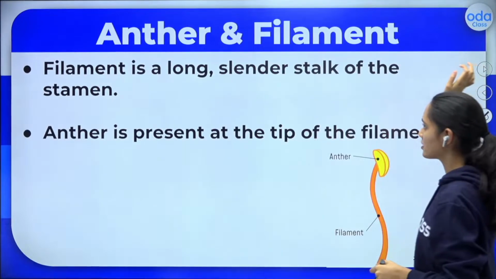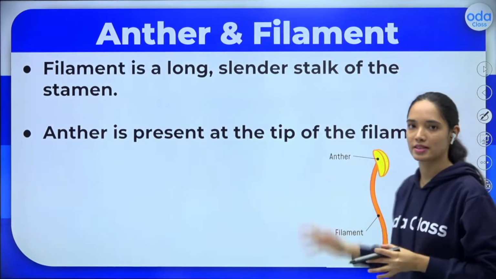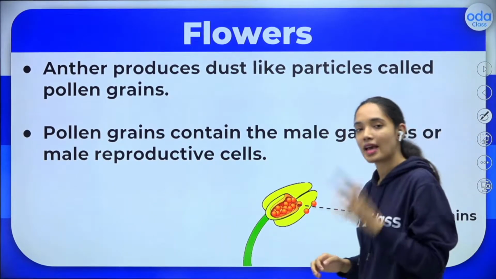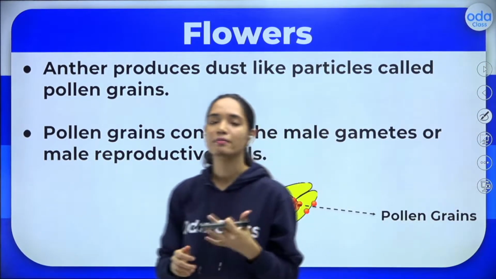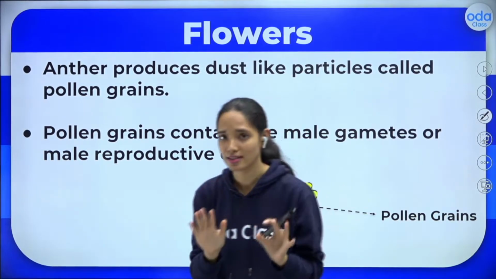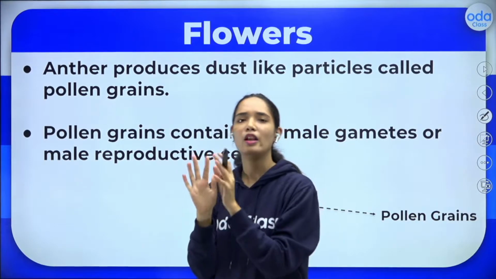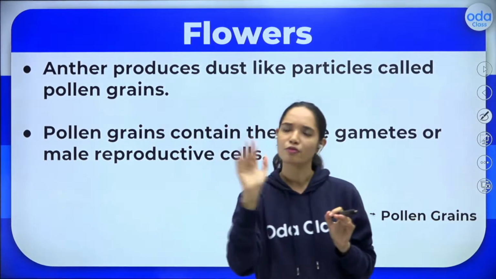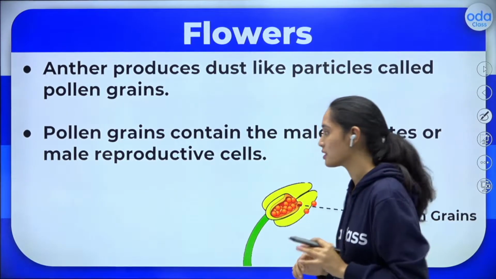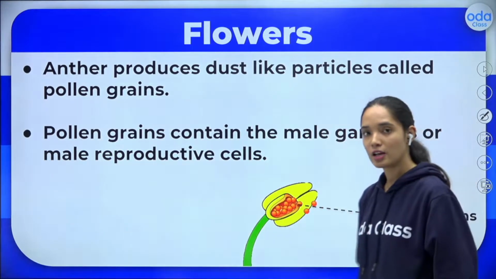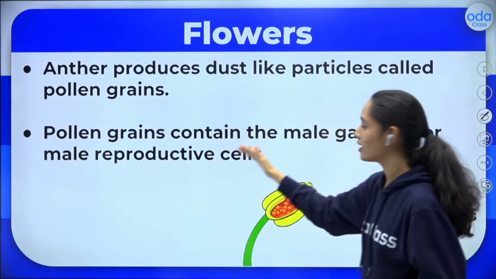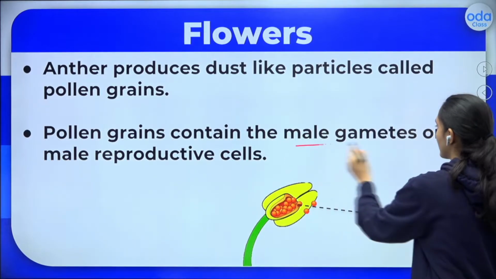So my dear students, why is this anther present? I will tell you. These anthers produce dust-like particles. Whenever you touch a flower, you must have noticed a yellow powder on the tip of your fingers, isn't it? That is nothing but pollen grains. Who produces it? Anther. So anther produces dust-like particles called pollen grains, and pollen grains contain male gametes.